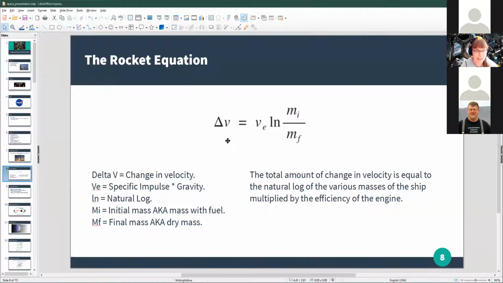Basically what this means is that your delta V, a very important term in rocketry, is equal to your initial mass over your final mass. Basically, your total amount of change in velocity has to do with how efficient your engines are, how much your initial mass is, and how much your final mass is once you've used up all your fuel.